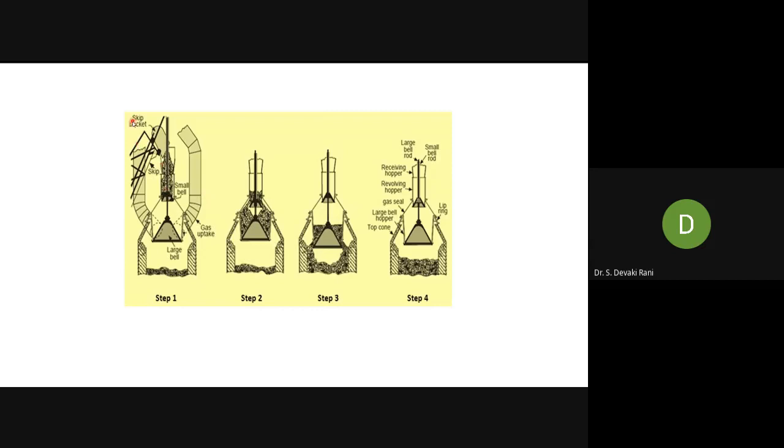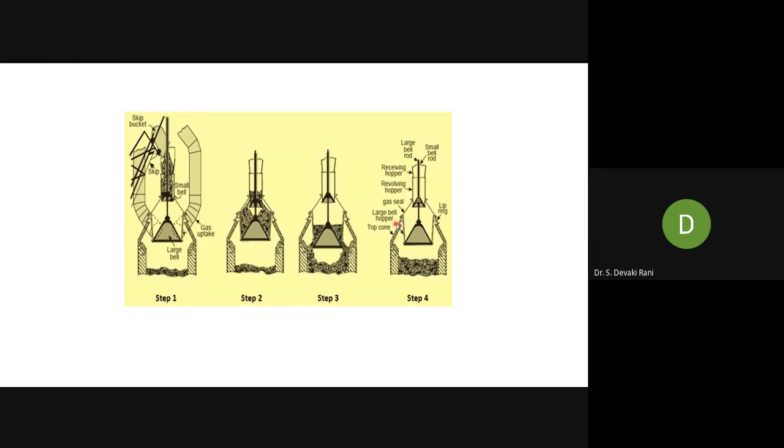So you have the bucket system or skip charging system. It charges the material in the small bell. Then the small bell is lowered. It is raised, it is closed. Then the big bell is lowered. The material falls into the blast furnace. Then the big bell is raised up, so that the operation takes place.